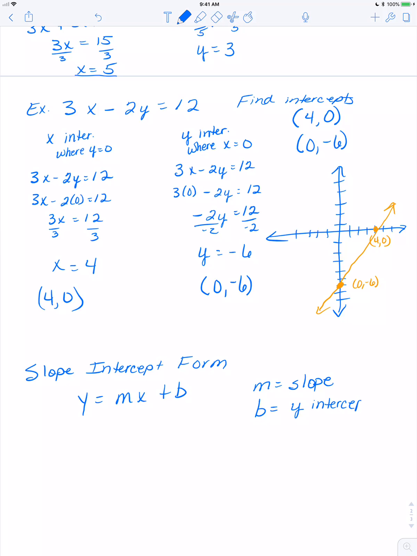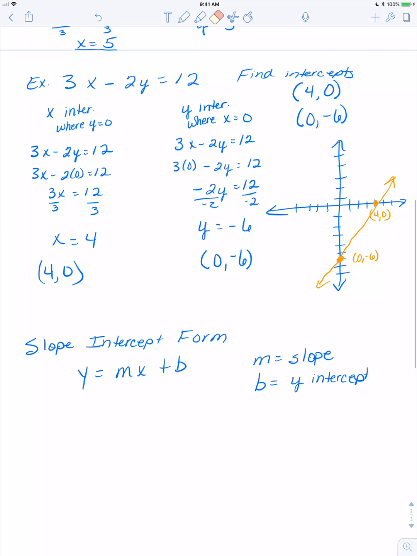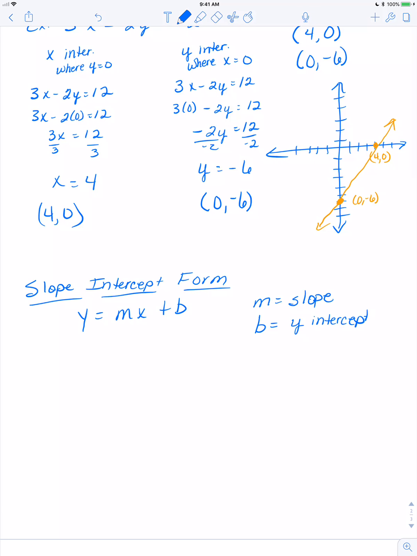And that makes sense because look at this equation. If we set x equal to 0, then the mx part would be 0. So y would just be equal to b. So the y-intercept would be wherever that b is, and x would be 0. Okay, so really we need to practice being able to solve some of these equations for y. And remember, we want to get y by itself. We want it to look like this with the x first and then the whole number last.